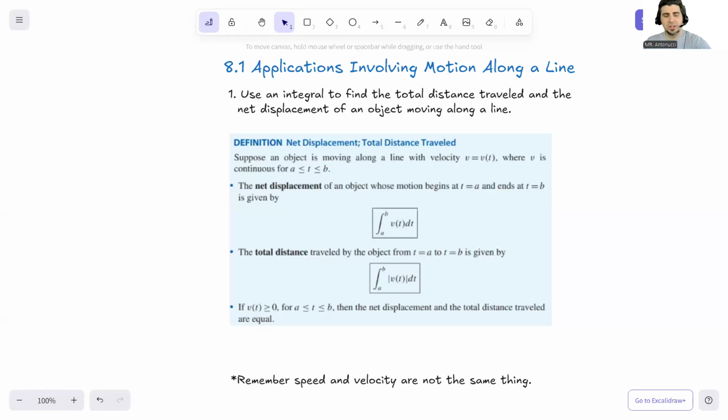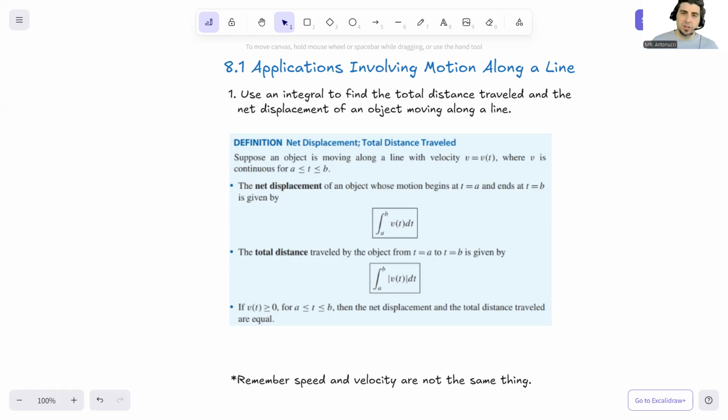All right, guys, Mr. Antonucci here, and in this video, we are going to start talking about applications involving motion along a line. In particular, we're going to talk about how to use an integral to find the total distance traveled and net displacement of an object moving along a line.